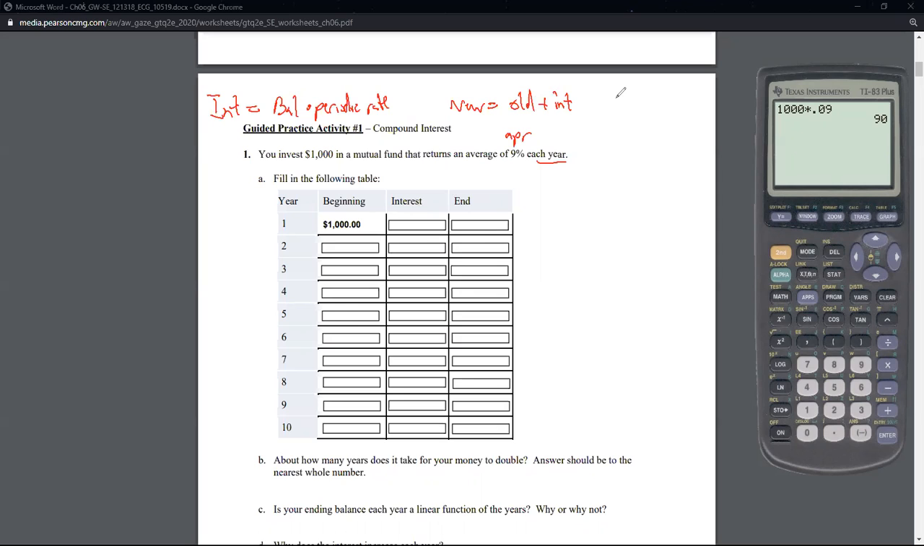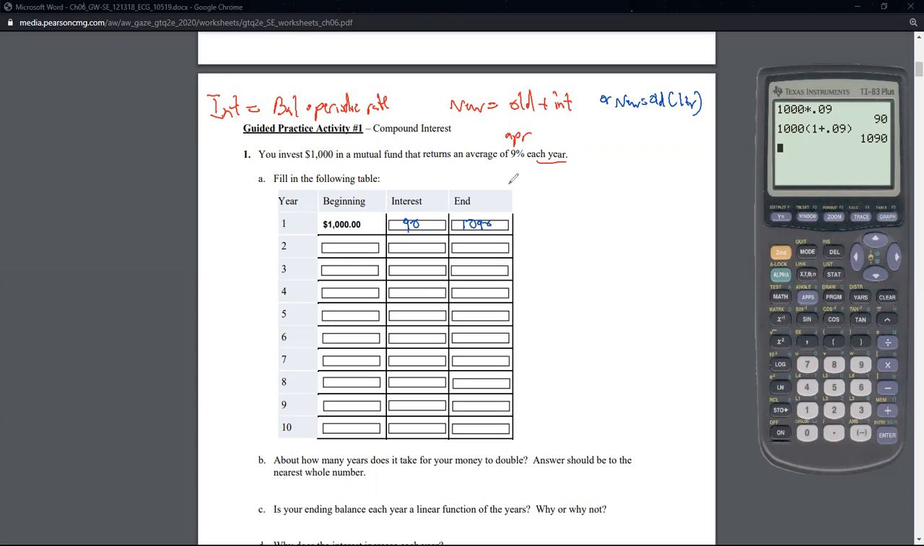If you wanted to use the other version, new equals old times 1 plus r, check this out. If we do 1,000 times, in parentheses, 1 plus the rate as a decimal, so 0.09, look at that, we get 1,090, which is exactly what 1,000 plus $90 is. If you took the 1,000, which was the starting balance, and you added the interest, which was the 90, you would still get 1,090. It's two different ways to get the same answer.